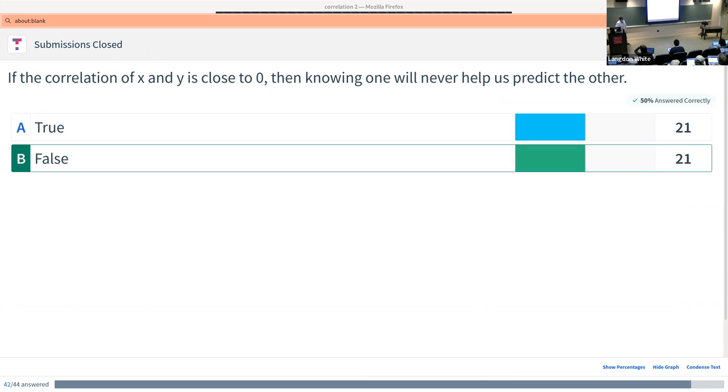So all it tells you is that there's not a linear association, okay? There may still be an association. If it's a non-linear association, you might get a correlation of zero. So the answer here is false. And I think we'll get to an example of it in this lecture.